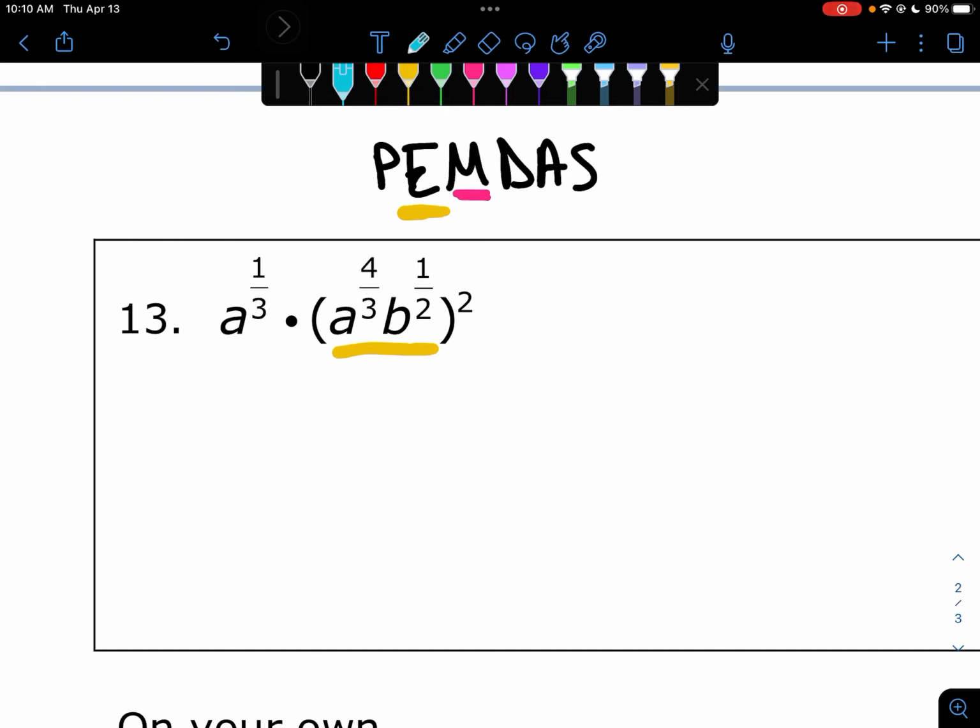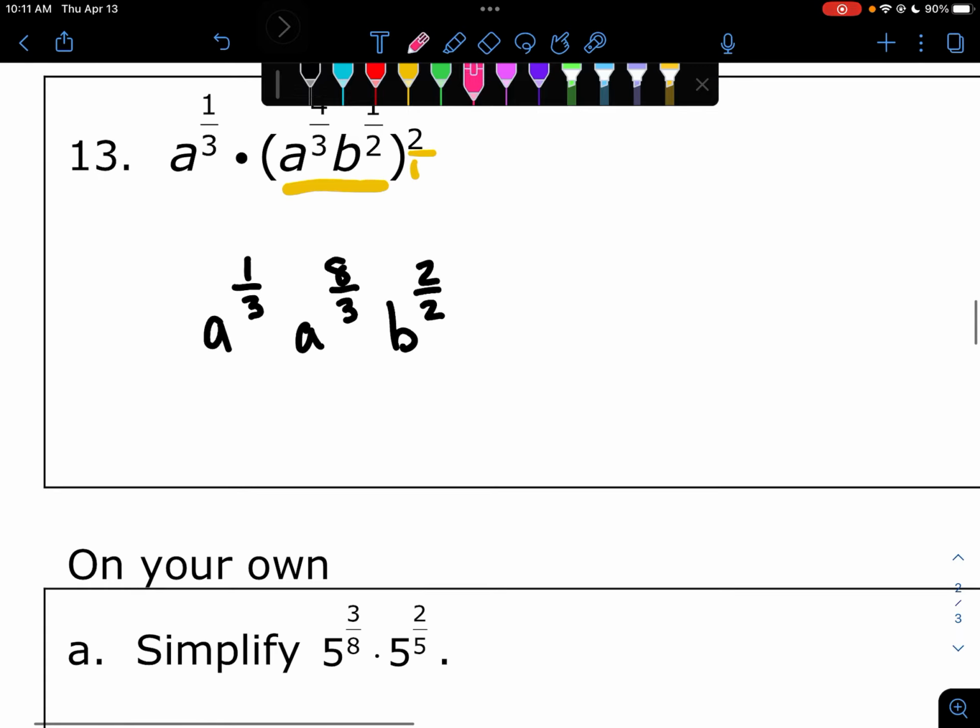I have a power to a power, so I'm going to multiply. Again, this is really 2 over 1, and I can just multiply those fractions across. So I get A to the 8/3 and B to the 2/2. Two things: one, I can simplify this fraction. And two, I can put these two together since they have the same base. Can I combine these two? No, because they have different bases.